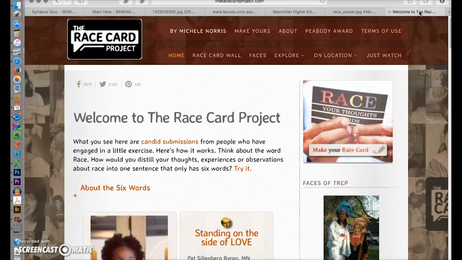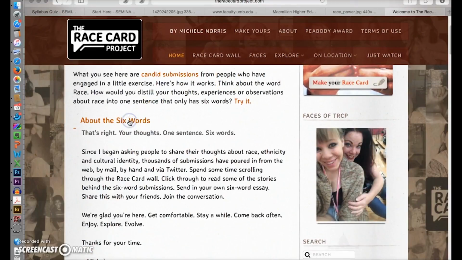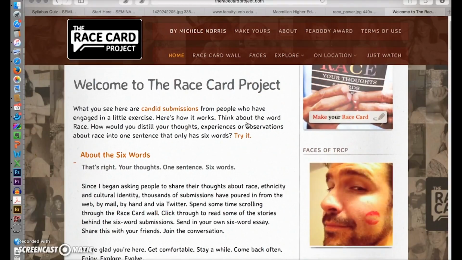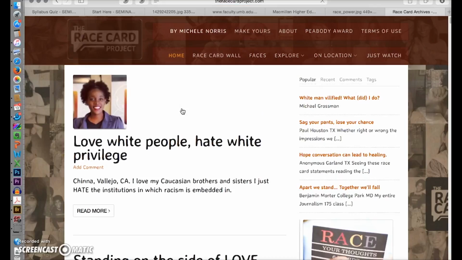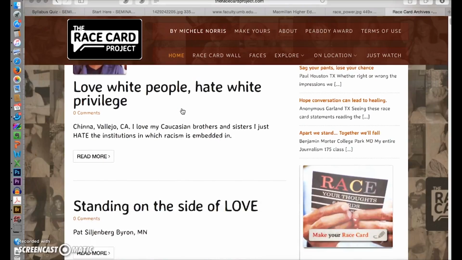Then you want to link to this website called the Race Card Project. You want to read about what this project is all about. And then you want to create your very own 6-word race card. It's completely up to you if you want to submit your own 6-word race card to this website. These are some examples of people that have submitted 6 words on race to this website.